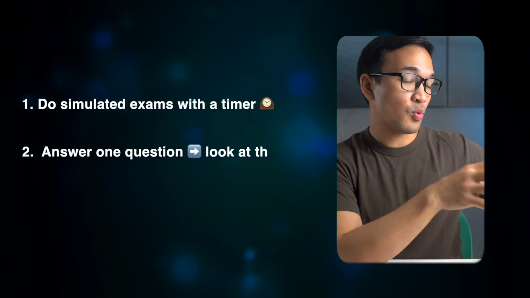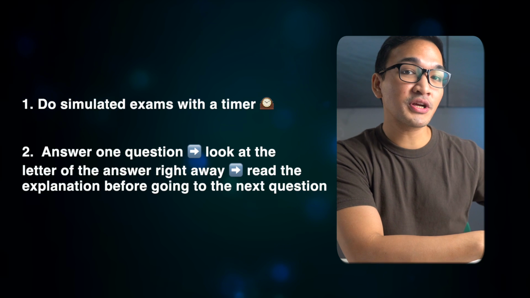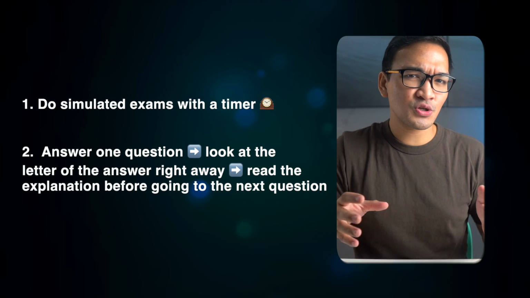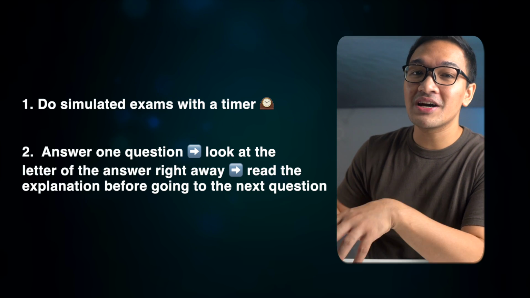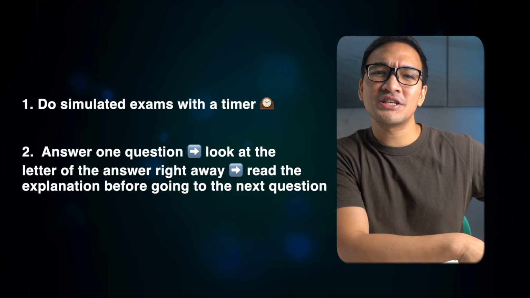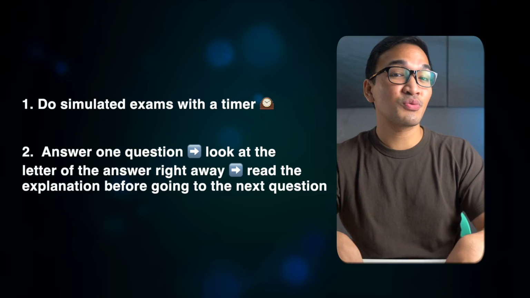Now, the second kind of answering practice questions is to answer one question, again under time pressure, but this time, instead of going to the next question, you will look at the letter of the answer right away and see if you got it right or wrong, and then you read the explanations before you go to the next question. This method makes use of the benefits of immediate corrective feedback so that you'll remember the questions you got wrong and you won't incorrectly retain the information you previously misunderstood.